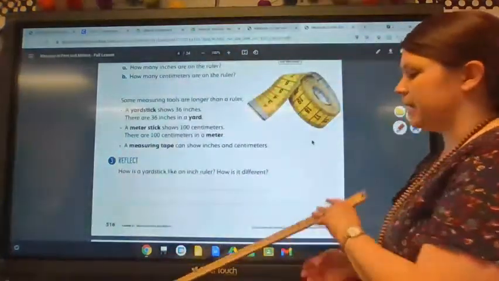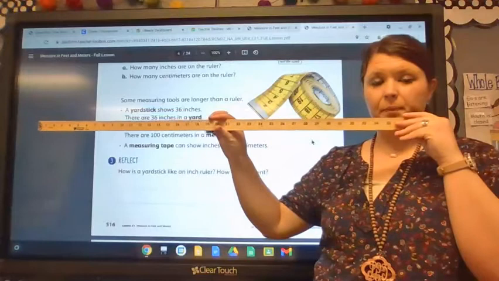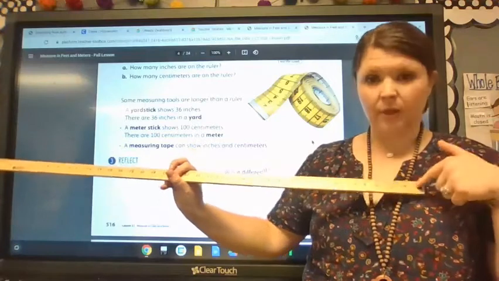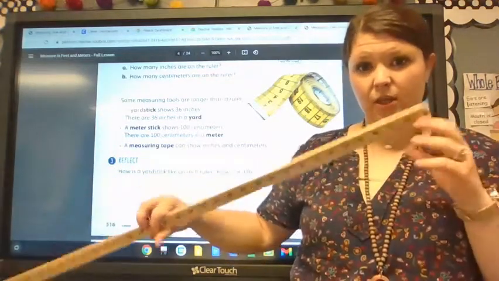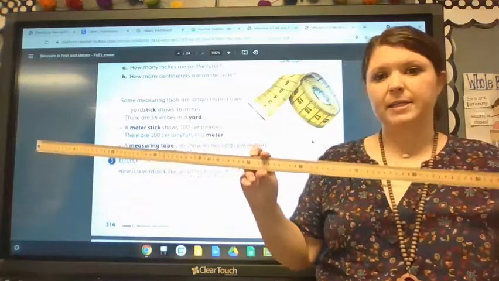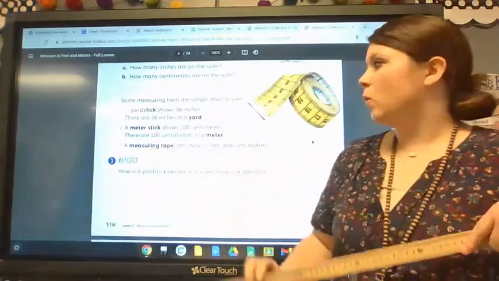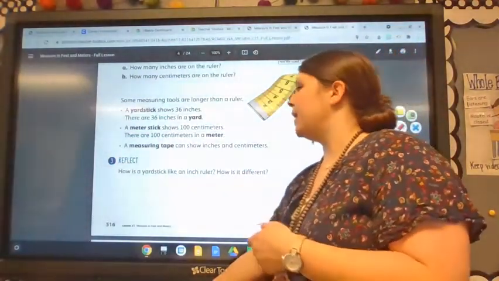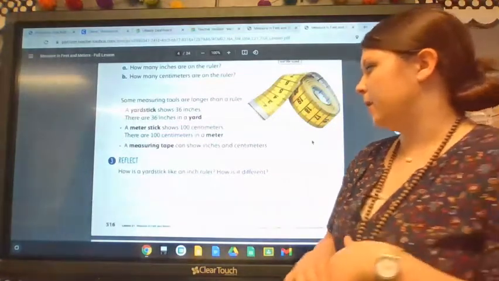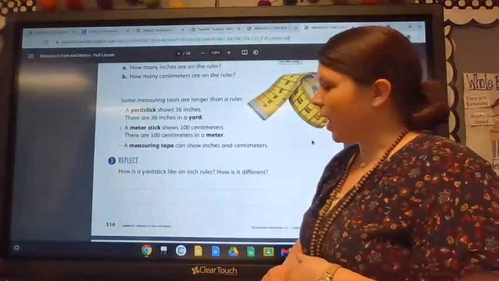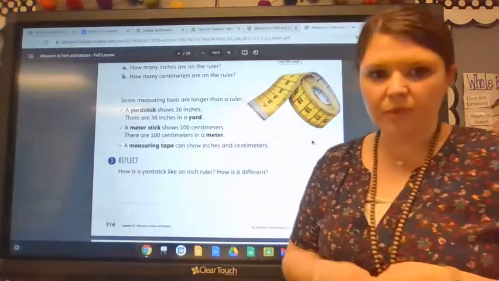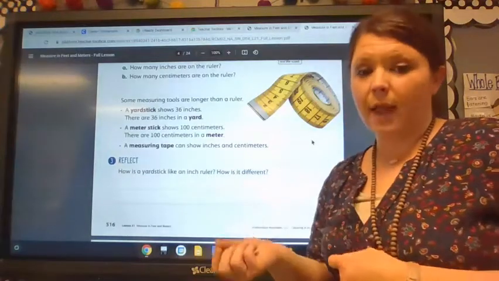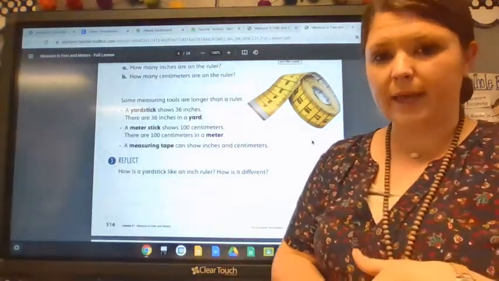And you have probably seen a yardstick before. It's the really long stick that has 36 inches on it. And then on the other side of mine is a meter stick that has 100 centimeters on it. And then, of course, a measuring tape can have inches and centimeters on it. So I want you to think about how this yardstick that I just showed you is like a ruler, okay? How is it like a ruler and how is it different than a ruler? Go ahead and answer that question.